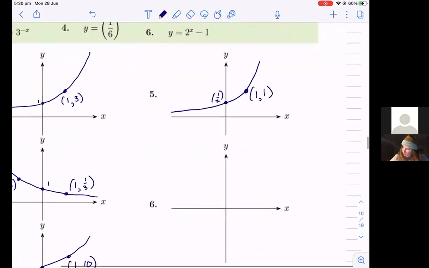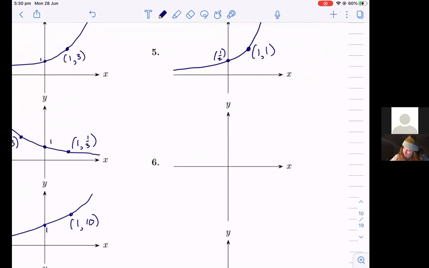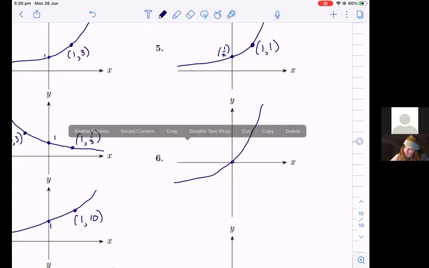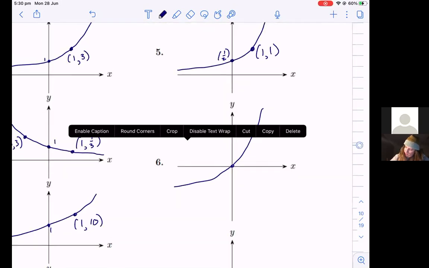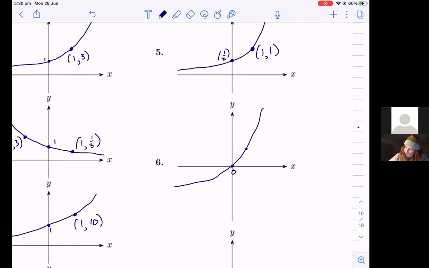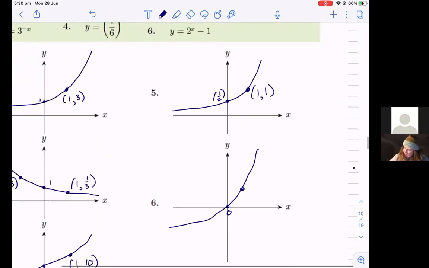2 to the x minus 1, we've just moved down 1 this time. So you'll find that if you do 2 to the 0 minus 1, it's going to come out as 0. Oh gosh. 2 to the 1 minus 1 is going to come out as 1.